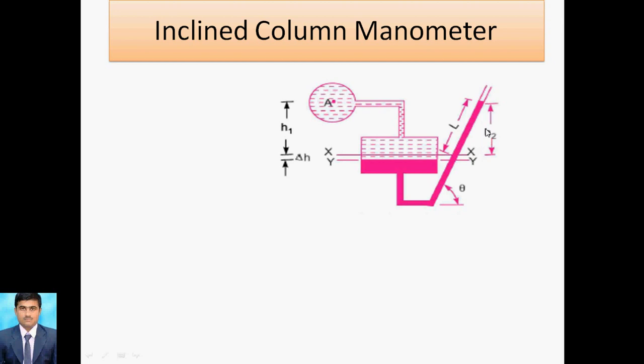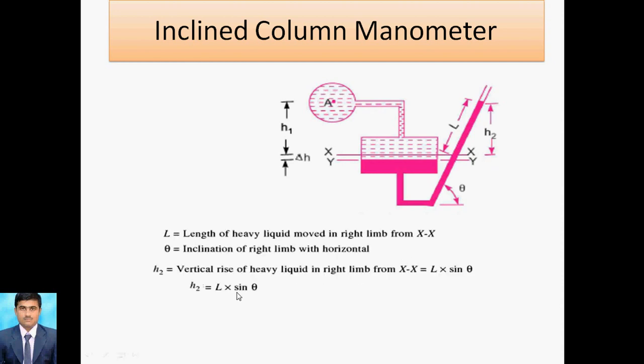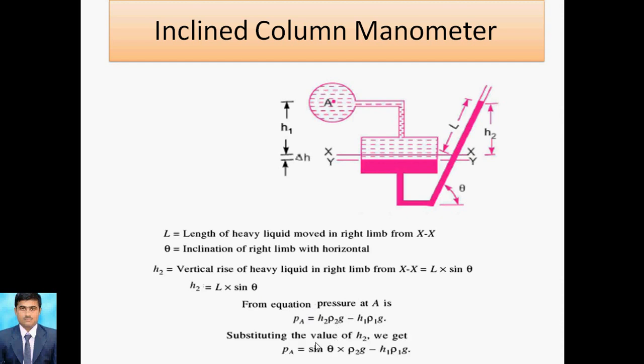So what is the formula for that? If you know the L, how do you find it? We know that theta is here, and this is also angle theta, right? Sine theta is the opposite side to the hypotenuse. The opposite side is h2 and the hypotenuse is L. So sine theta is equal to h2 upon L. So what is the h2 value? h2 is equal to L sine theta. So that much change is there. Then you can put the values for the left limb and right limb, write the equations, and after that put the value of h2 as L sine theta.